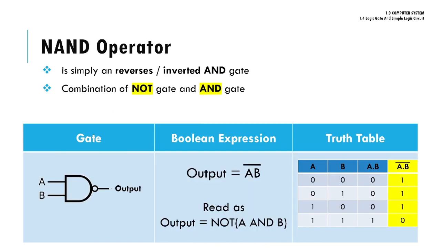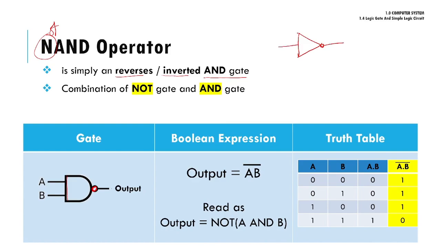The NOT AND operator is simply a reverse, or inverted, AND gate. It is the reverse of the AND gate. If the AND gate output is 1, then with NOT AND it becomes 0, the reverse of the AND gate answer. The symbol for NOT AND is similar to the AND gate, but when we put NOT, we add a small circle.